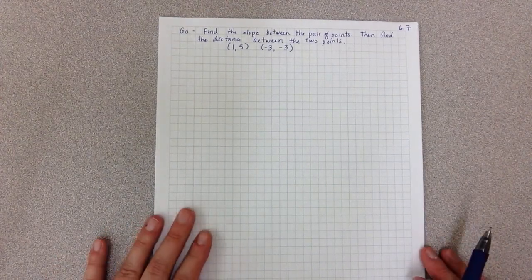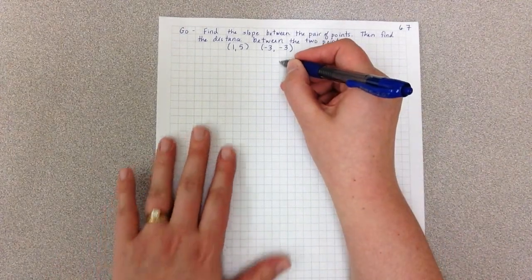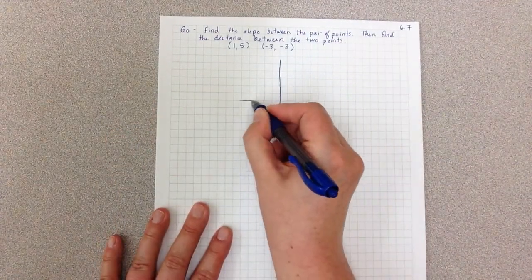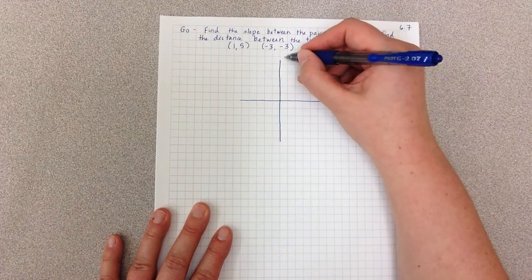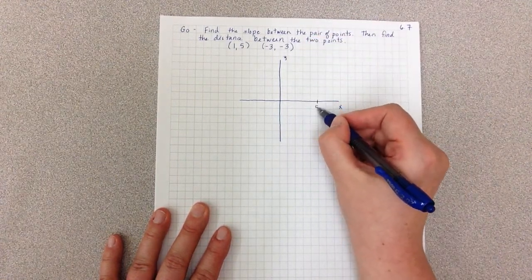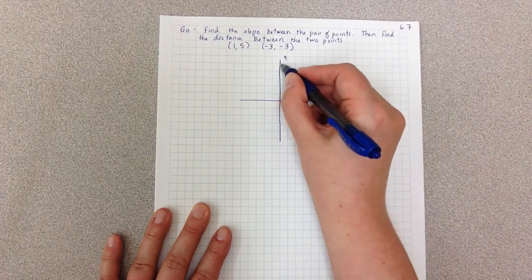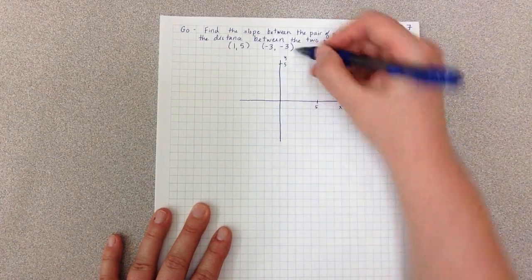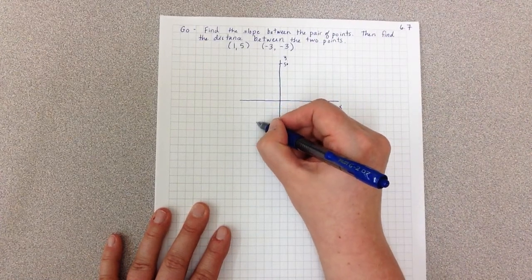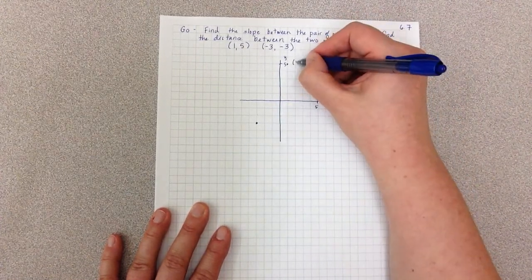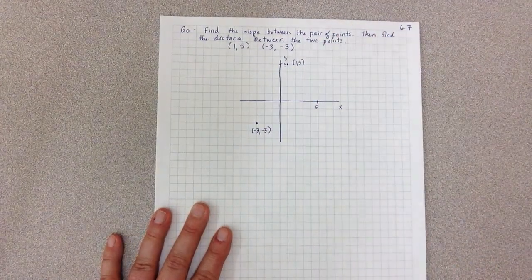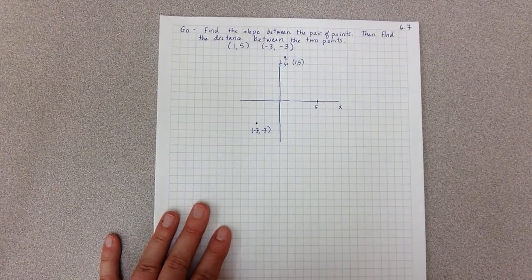It may be very helpful in this case to graph these 2 points just to get a sense of what is happening. So y, x, 1, 2, 3, 4, 5, 1, 2, 3, 4, 5. So over 1, up 5, over -3, down -3. So 1, 5, -3, -3. Now that I've graphed it, I can count the slope.